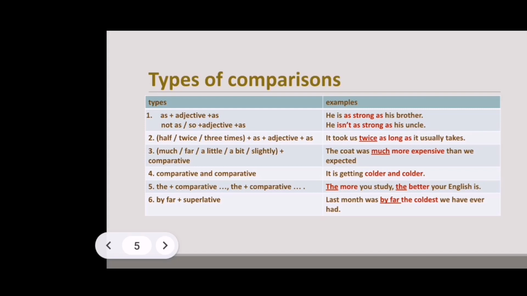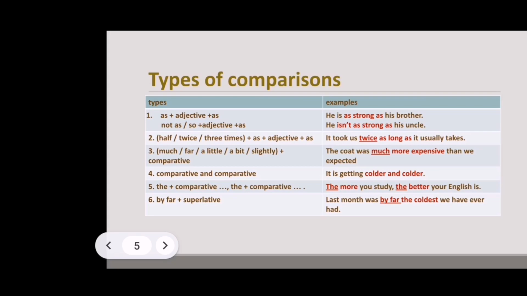There are other types of comparisons as well. Now let's look at them. We have here 6 structures. The first structure is as... as, and in negative sentences, not as... as, or not so... as. Examples: he is as strong as his brother, he is not as strong as his uncle. The second structure, we can use the words like half, twice, 3 times with the first structure, as... as. For example, it took us twice as long as it usually takes.